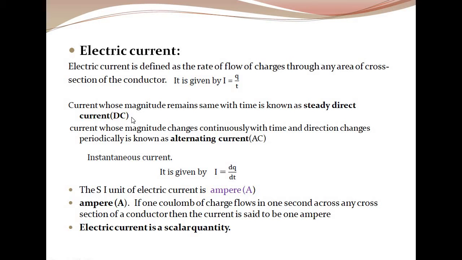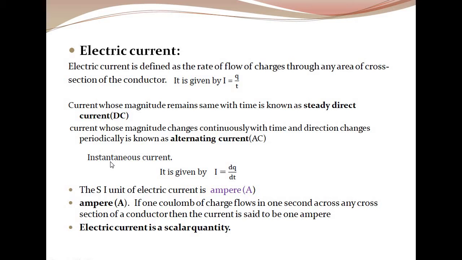Electric current can be divided into two types. One is direct current, DC, which we all know. Another one is alternating current, AC. DC is direct current whose magnitude remains the same with time. Alternating current is one whose magnitude changes continuously with time and whose direction changes periodically.